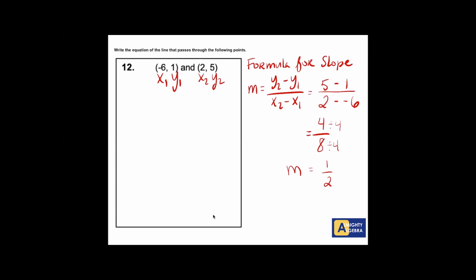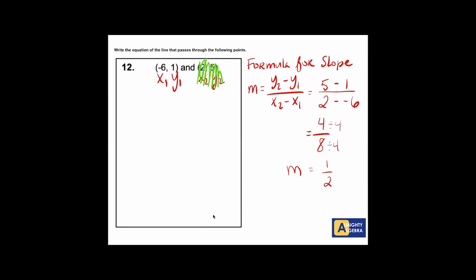In number 12, what might be confusing is that we have 2 points. So which one do we use for x? Which one do we use for y? It doesn't matter as long as they're together. I just always tend to use the first one. So I'm going to just cross this one out so that we're not confused. This is going to be my x, and this is going to be my y, okay? And of course, we just found our m, our slope.